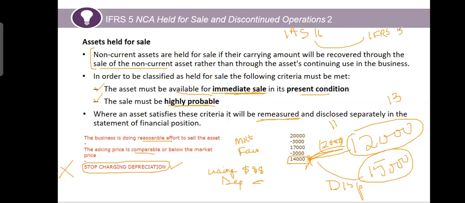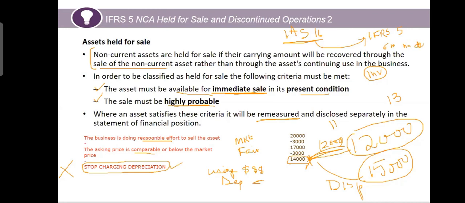And when you classify it into IFRS 5, you stop charging depreciation, because depreciation is charged on non-current assets. Depreciation is charged under IAS 16. The asset is no more a non-current asset. The asset is no more IAS 16. It is like inventory for you now. You are selling it, and inventories we don't depreciate. So you stop charging depreciation for 6 months. So 6 months, no depreciation.